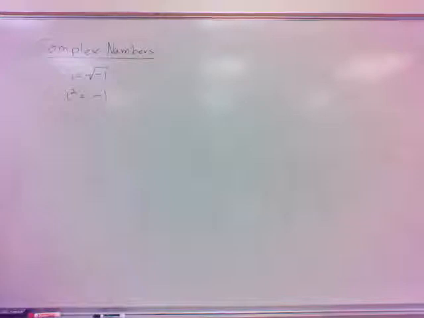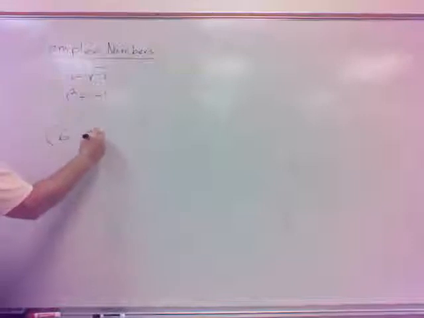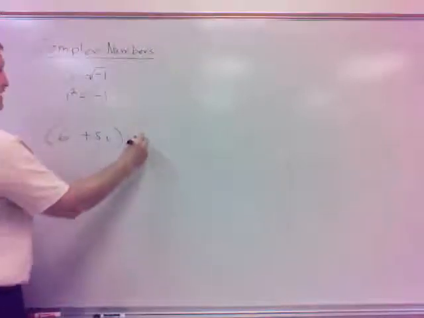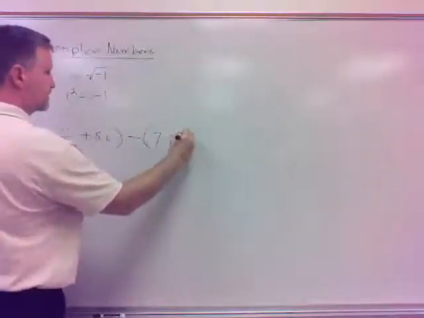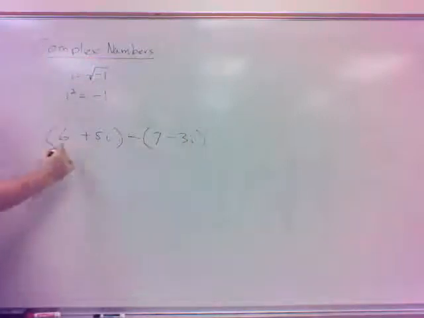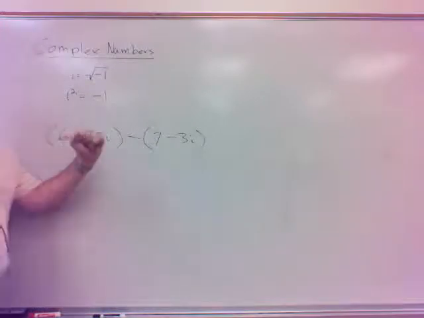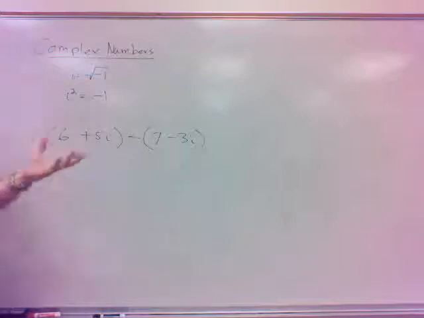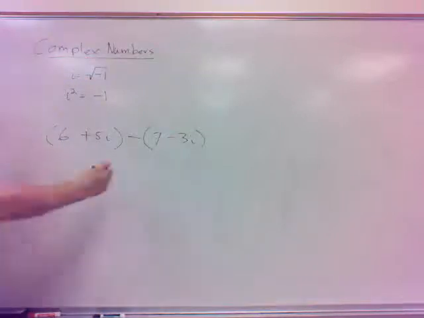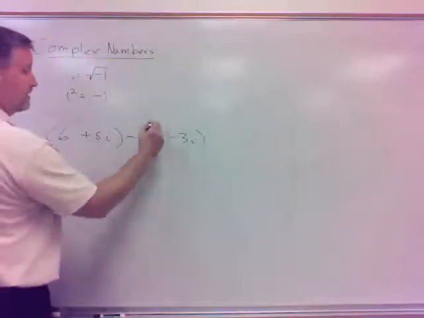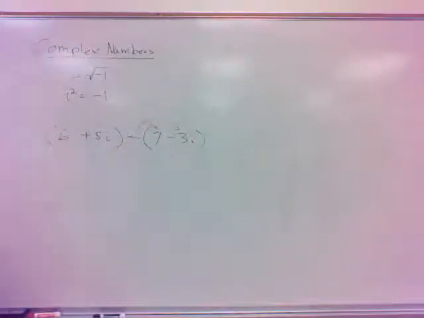Now, right here, 6 plus 5i minus 7 minus 3i. These in the parentheses are called complex numbers. A plus bi is called a complex number. So here, what am I going to do to simplify this? This is just subtracting them, and to subtract them, all I'm going to do is basically distribute the negative.